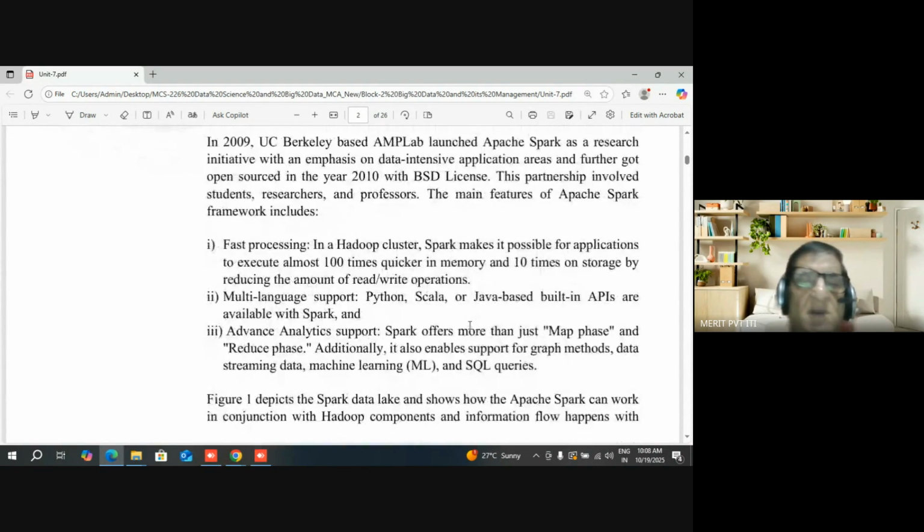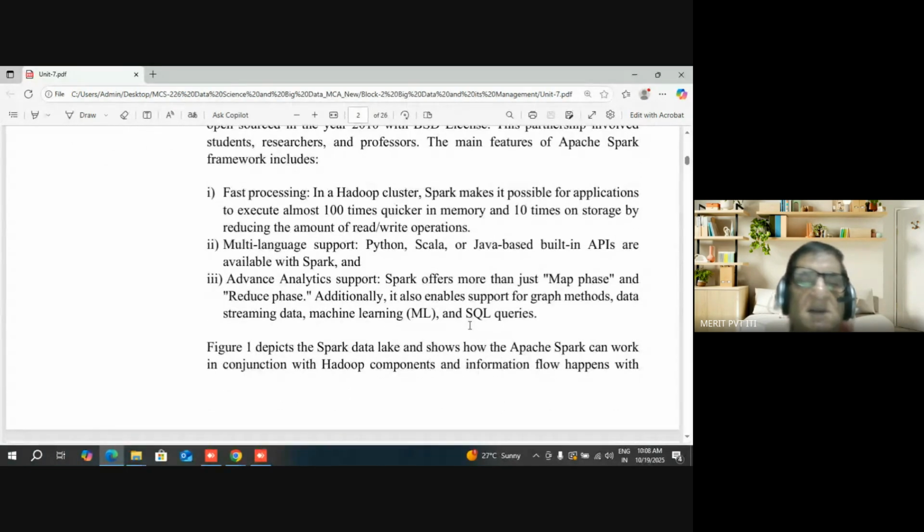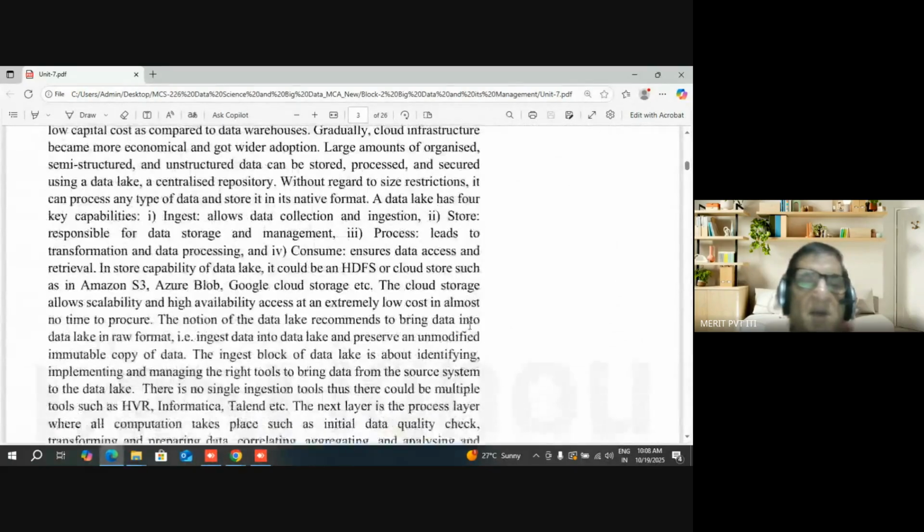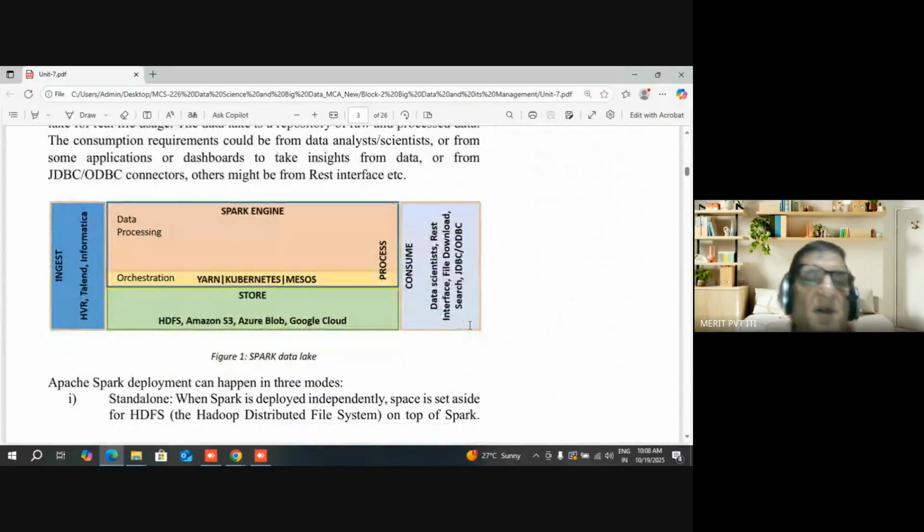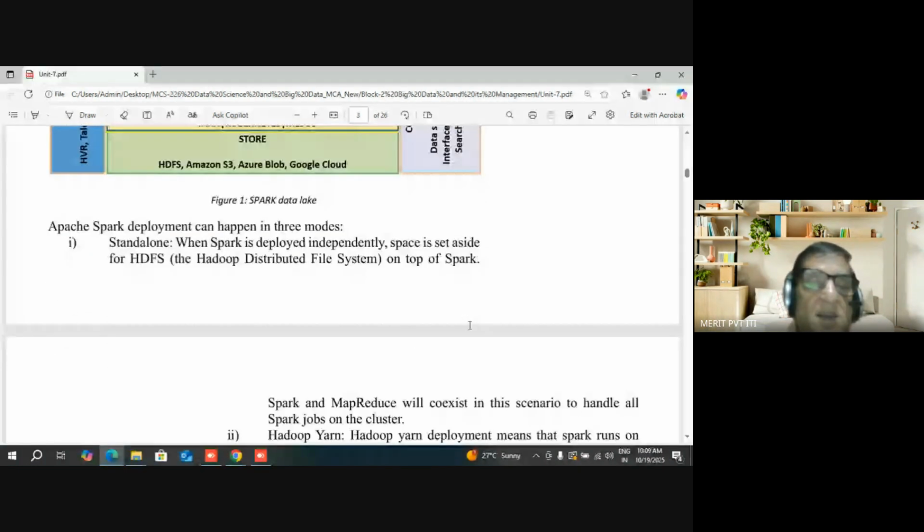Fast processing in Hadoop cluster, multi-language support, advanced analytics support. So these are the advantages of Spark. ये फिगर 1 में देख लिए: स्पार्क इंजन, डेटा प्रोसेसिंग, ऑर्केस्ट्रेशन, YARN, और HDFS, Amazon S3, and Azure Blob, Google and all that. So consume data scientists, REST interface, file download, and all these things are available. So you can see this is a Spark data lake, which is very, very much faster than HDFS.